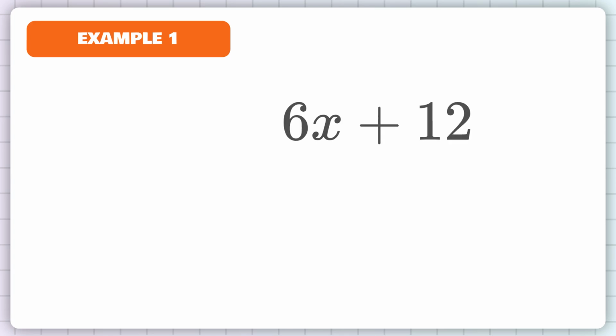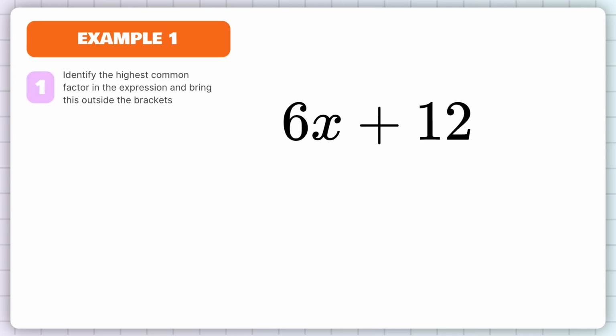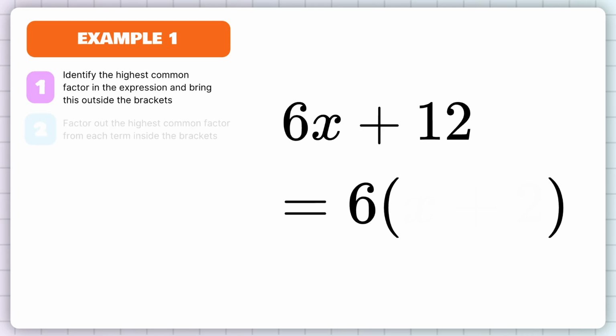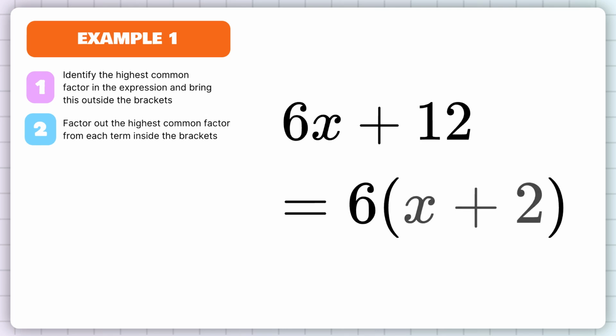Consider the expression 6x plus 12. To factorize this expression, find the highest common factor of the terms in the expression, which in this case is 6. So put this outside the brackets. Then, factor out the highest common factor from each term. So 6x plus 12 becomes 6 brackets x plus 2.